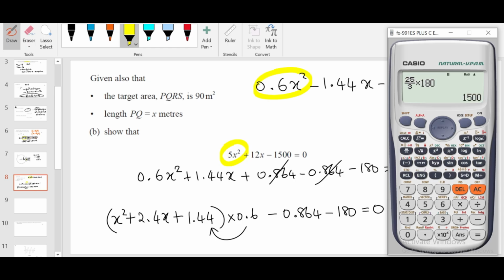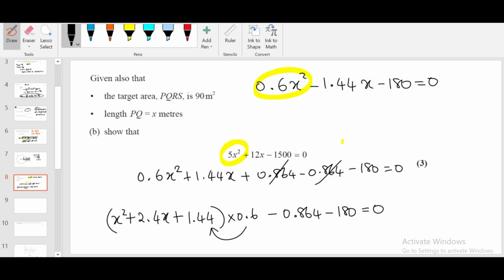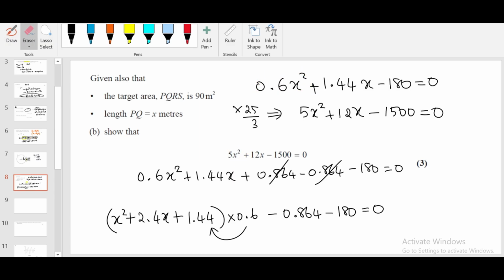Yeah, that's correct. So multiply throughout by 25 over 3. You get 5x squared plus 12x. Sorry, it should be plus, right? Minus 1500 is equal to 0. We framed the equation already. Okay, you have to carefully simplify it. That's it. So part B is over.